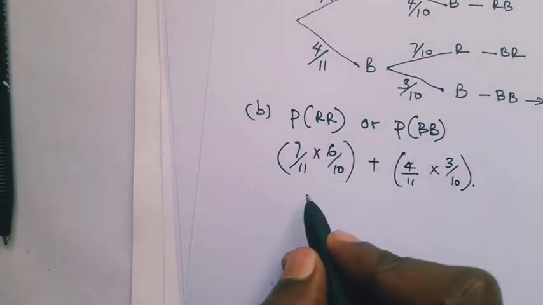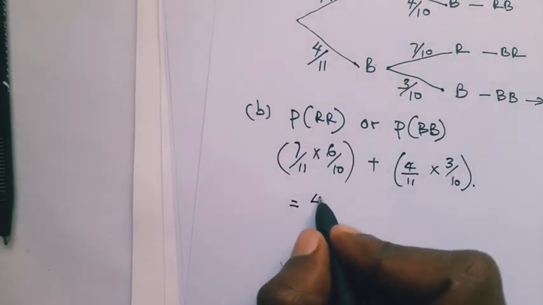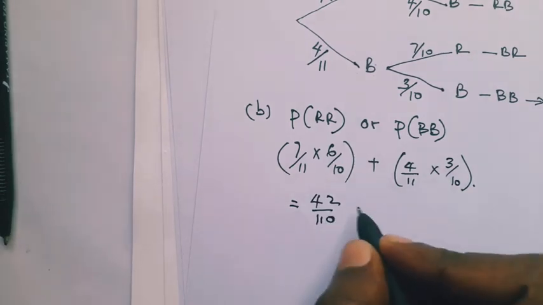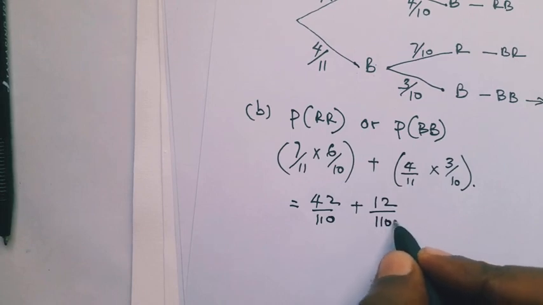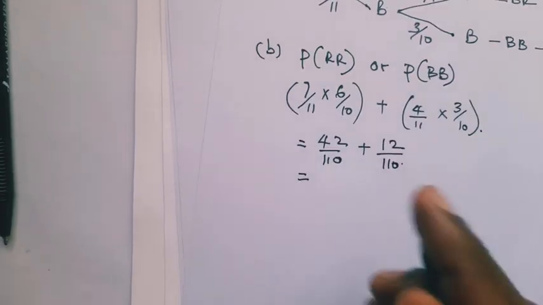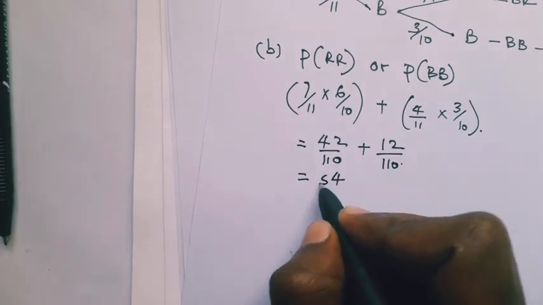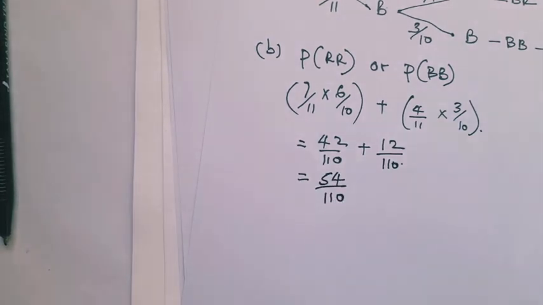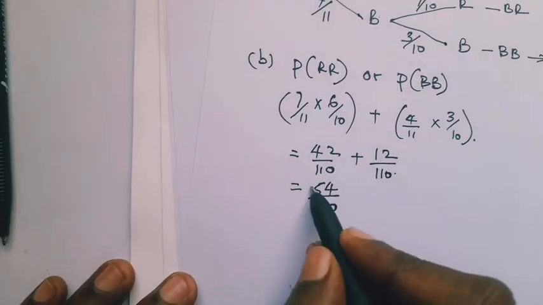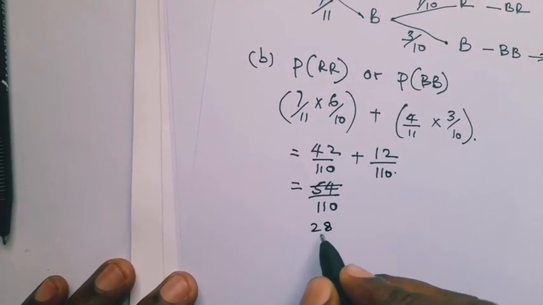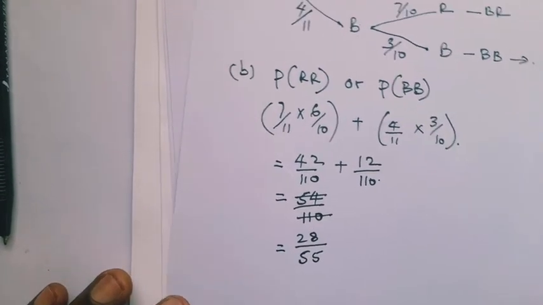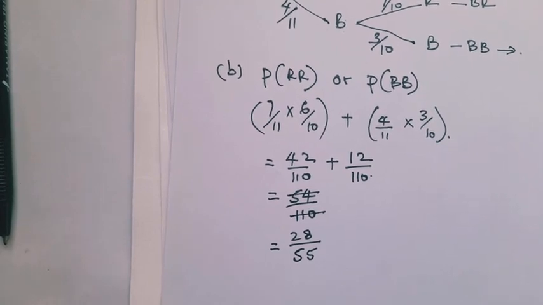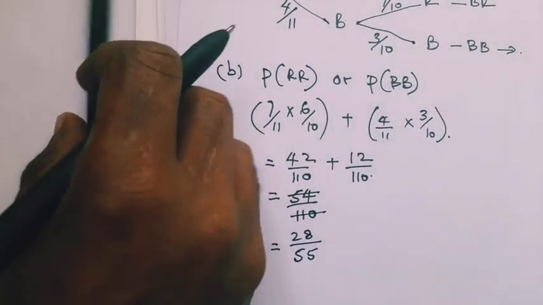And this one is going to be simplified. This is 42 all over 110 plus 12 all over 110. This one can be simplified to 54 all over 110, and this one can be simplified to 28 all over 55. So the probability of picking the same color is 28 over 55. Let's proceed to part C.